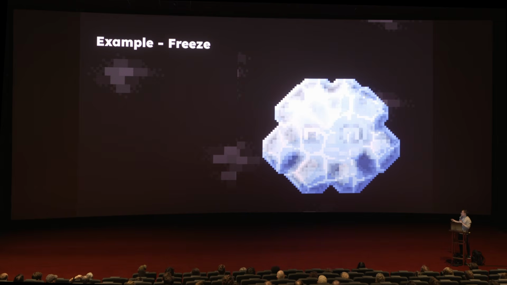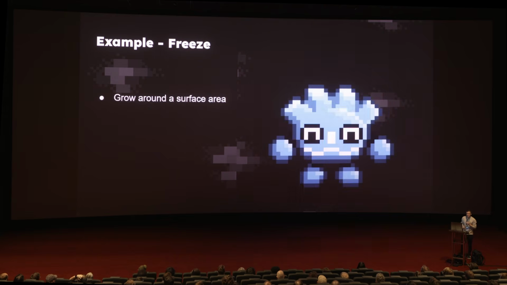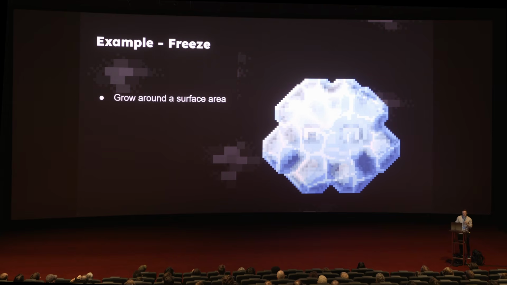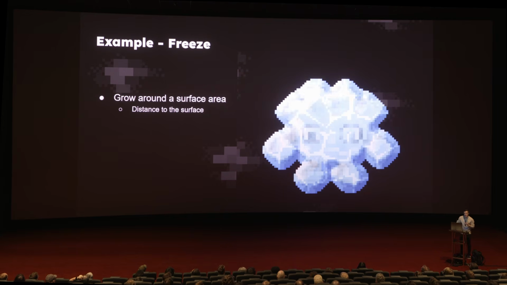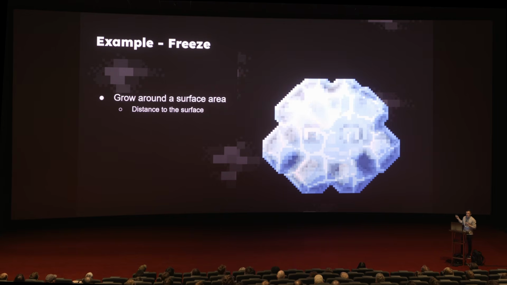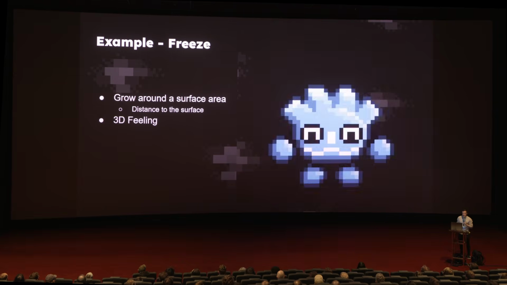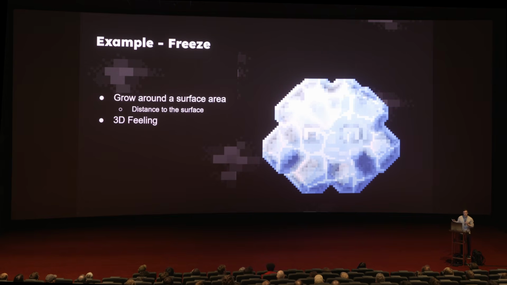Then the second example is this ice or freezing effect. It grows around the original texture and creates kind of a surface. The growing is based on the distance to the original sprite, so you can put in any kinds of shape. You can also use it on a font. And here I created kind of a 3D feeling with having a normal map and reflect the light differently in certain conditions.